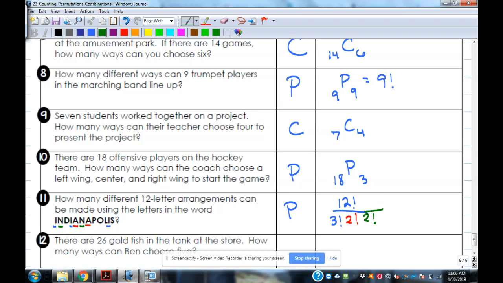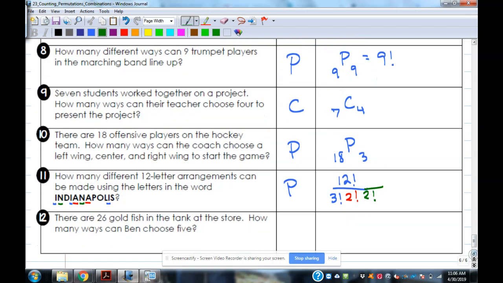So I tried to color code that. The I is happening 3 times, so that's the blue 3 factorial here. The A is happening twice, that's the 2 factorial there. The N is happening twice, that's that 2 factorial. You just work that out. Don't forget, if you're going to use the calculator here, put the bottom part in parentheses when you do that division. If you don't, it's going to give you a wrong answer.